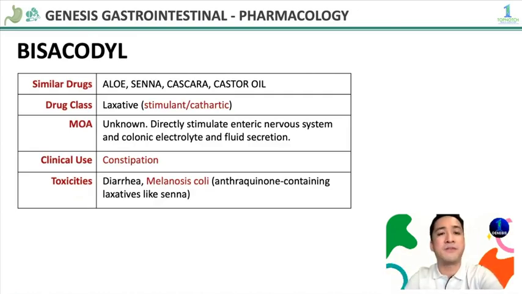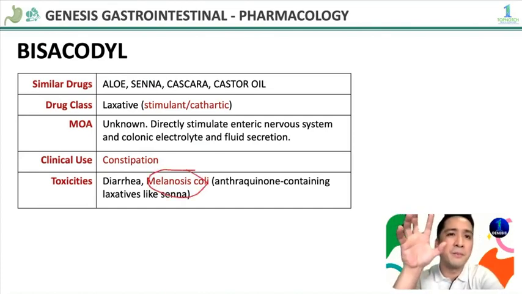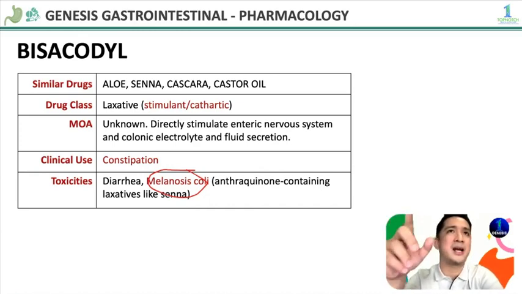Bisacodyl. You're familiar with the drug Dulcolax? That's bisacodyl. Bisacodyl is a laxative. It acts as a stimulant cathartic medication, which directly stimulates the enteric nervous system and colonic electrolyte and fluid secretion. Usually, bisacodyl is associated with melanosis coli. What is melanosis coli? There is brown pigmentation of the lumen of the gastrointestinal tract that is non-carcinogenic in nature.